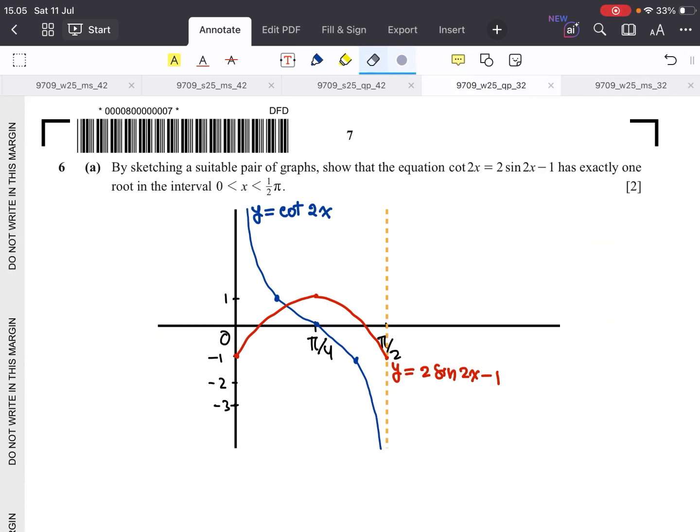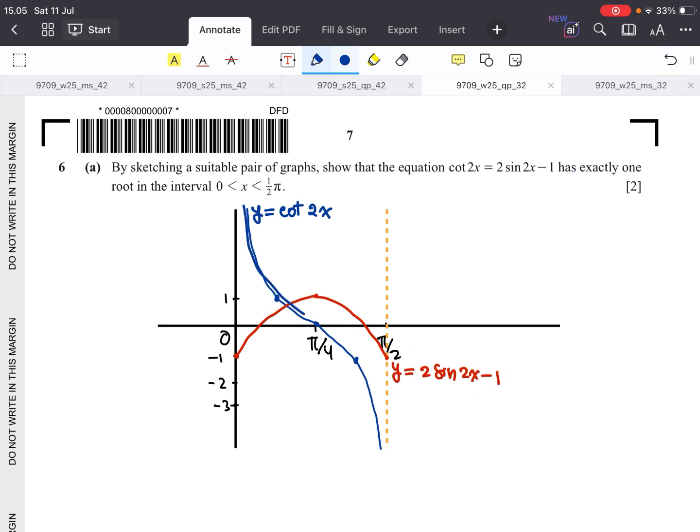Question 6. A. By sketching a suitable pair of graphs, show that the equation cot 2x equals 2 sine 2x minus 1 has exactly one root in the interval 0 less than x less than 1/2 pi. So the solution to this equation is the intersection between the graph of y equals cot 2x and the graph of y equals 2 sine 2x minus 1.